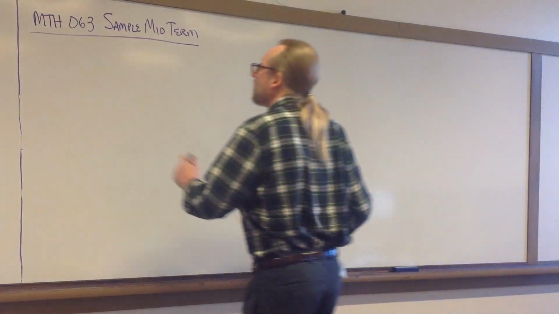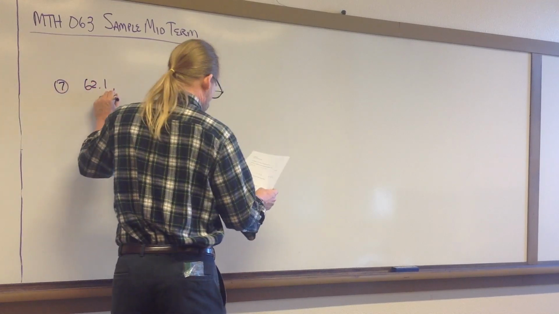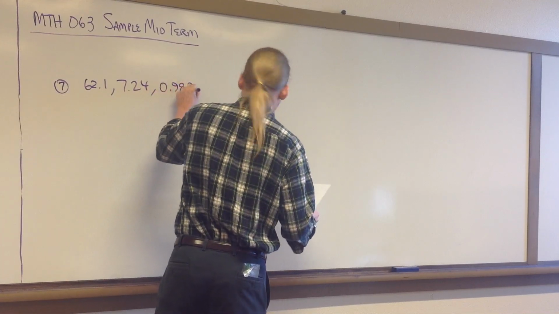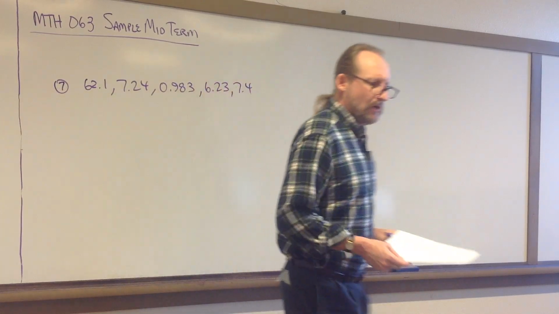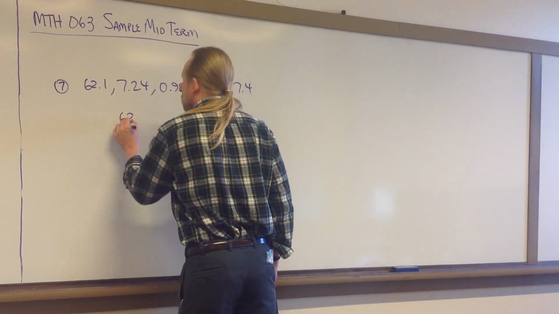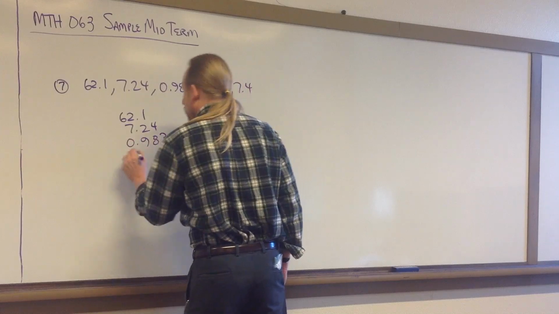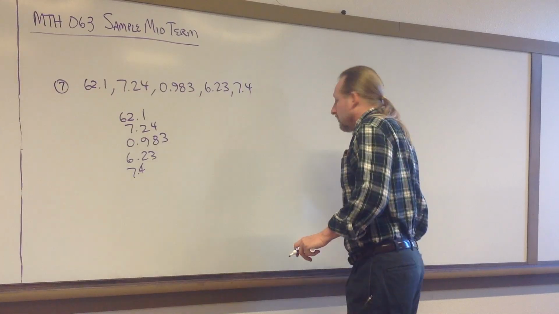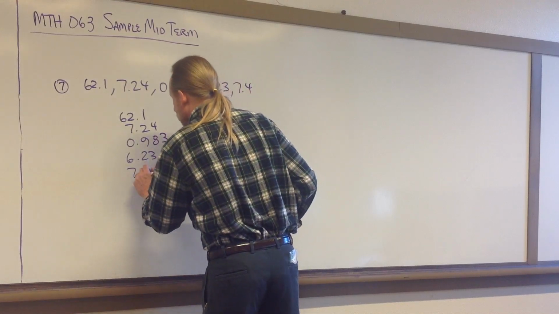Problem 7. We want to list these in order from least to greatest, so smallest to biggest. If you remember when we were going over these a couple weeks ago, I mentioned that it's often helpful to write them down vertically with the decimal points lined up. And then you can either fill in the zeros so that they all have the same number of decimal places, or you can just compare their place values.